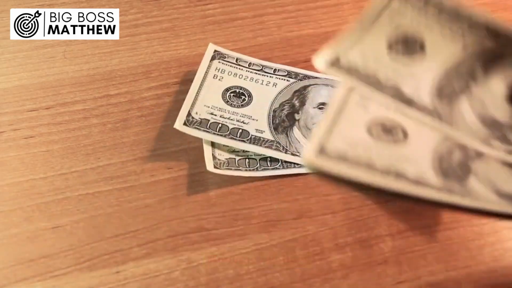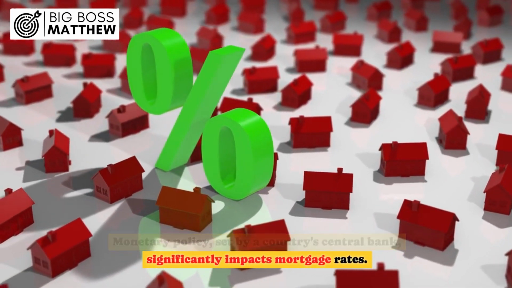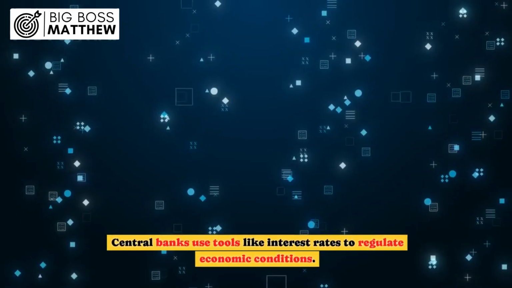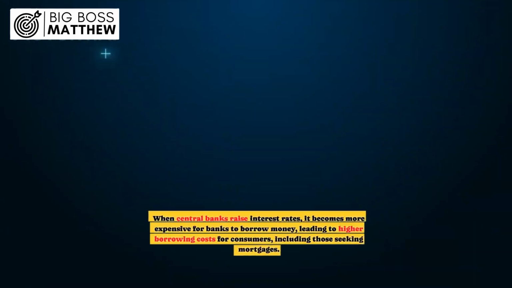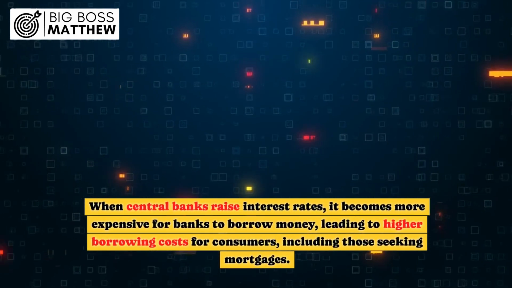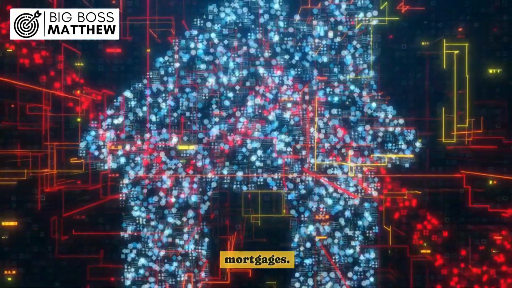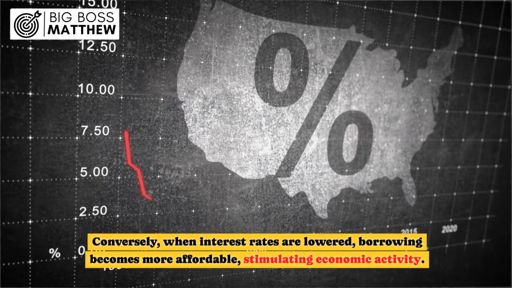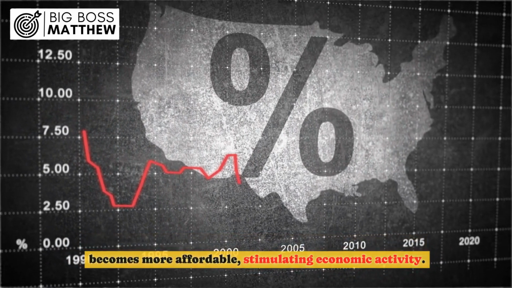Monetary policy. Monetary policy, set by a country's central bank, significantly impacts mortgage rates. Central banks use tools like interest rates to regulate economic conditions. When central banks raise interest rates, it becomes more expensive for banks to borrow money, leading to higher borrowing costs for consumers, including those seeking mortgages. Conversely, when interest rates are lowered, borrowing becomes more affordable, stimulating economic activity.